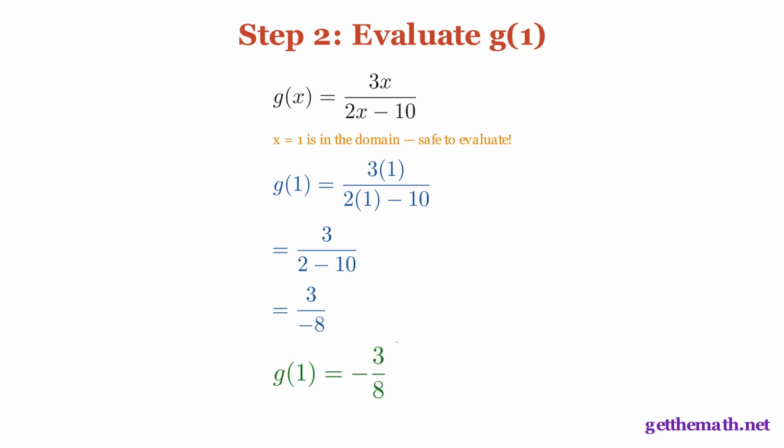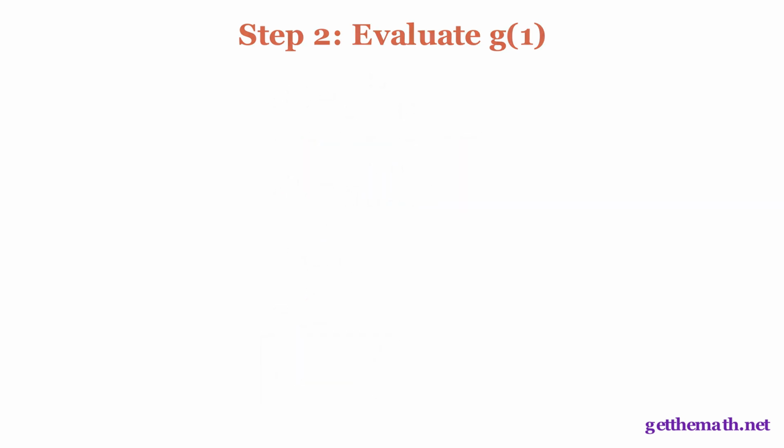The numerator is 3. The denominator is 2 minus 10, which equals negative 8. g of 1 equals 3 over negative 8. g of 1 equals negative 3/8.